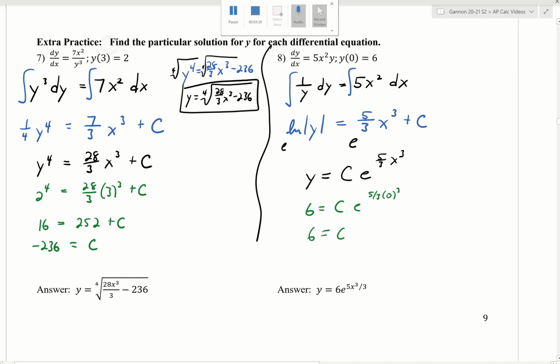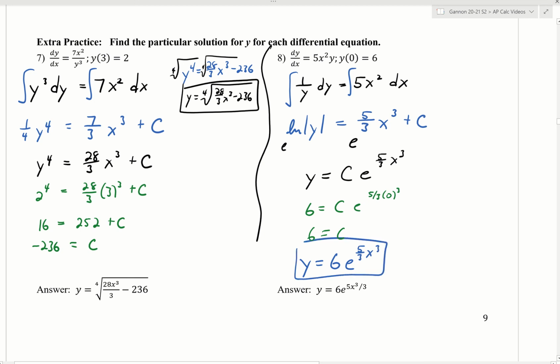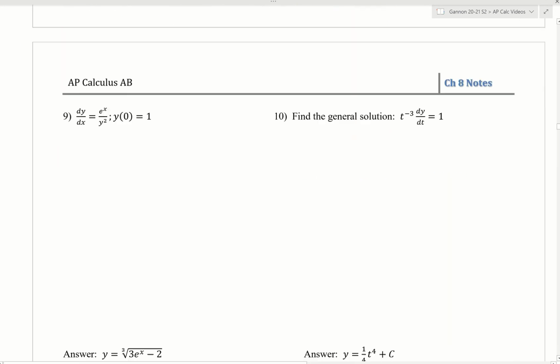And if we plug back in, y is going to equal 6e to the 5/3 x cubed, which is the same as the answer below, 6e to the 5x cubed divided by 3. All right, let's go to the next one.